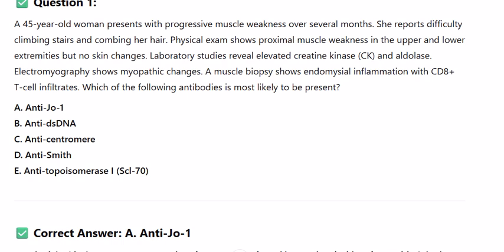Electromyography shows myopathic changes. A muscle biopsy shows endomysial inflammation with CD8 plus T-cell infiltrates. Which of the following antibodies is most likely to be present? A. Anti-Jo1, B. Anti-dsDNA, C. Anti-centromere, D. Anti-Smith, E. Anti-topoisomerase, Scl-70. Correct answer, A.